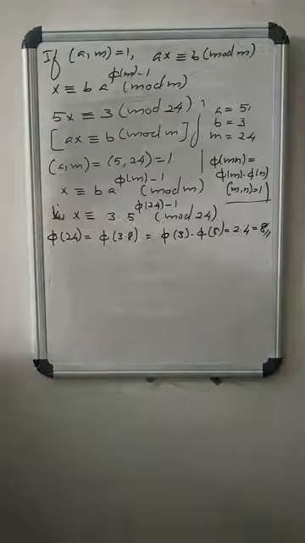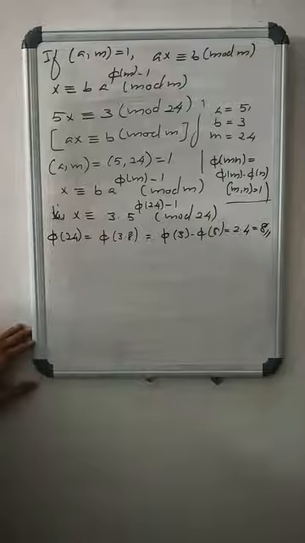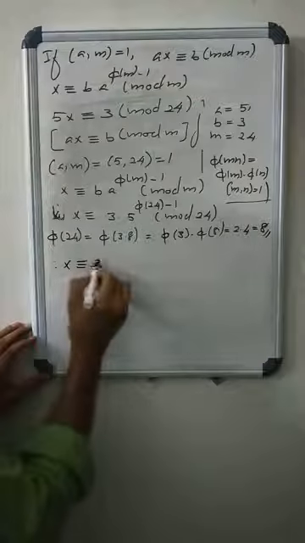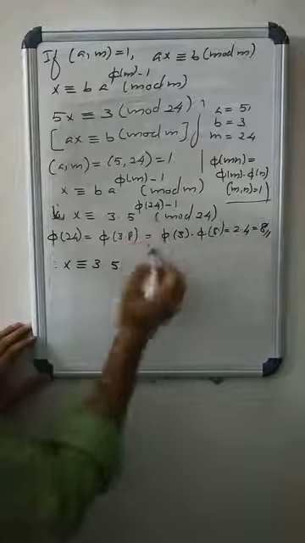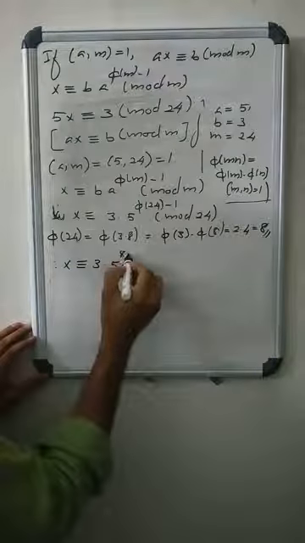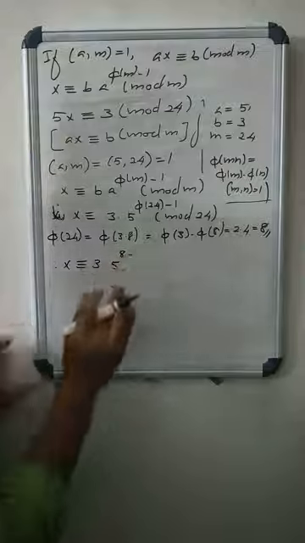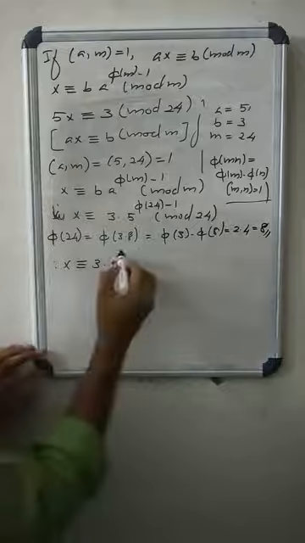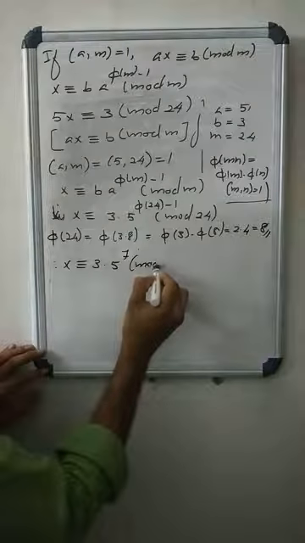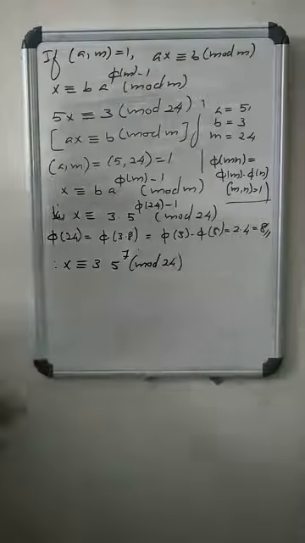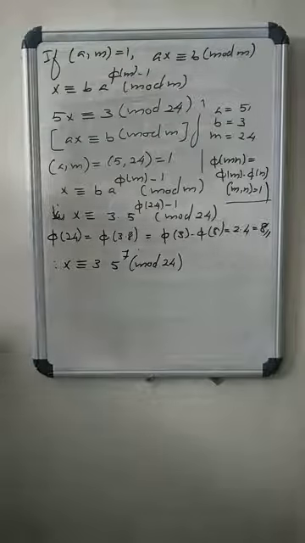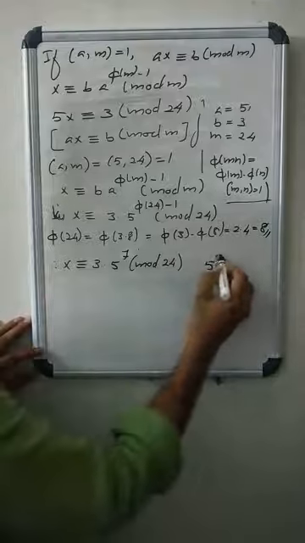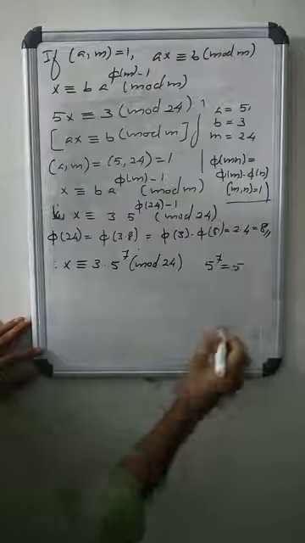So now x is congruent to 3 times 5 to the power phi of 24 minus 1, where phi of 24 is 8, so it is 5 to the power 8 minus 1, which means 5 to the power 7, mod 24. Okay. What is 5 to the power 7? In modulo 24, 5 to the power 7 is 5.